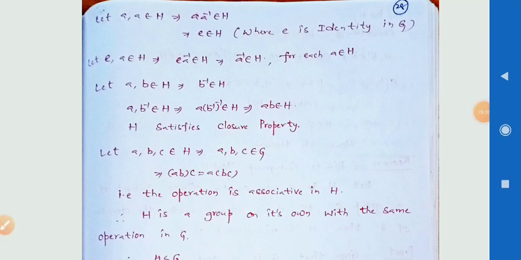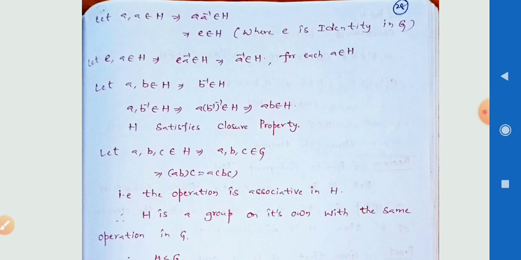Now e belongs to H, and e is the identity element. Let e, a belong to H. Following the above condition, that becomes ea⁻¹ belongs to H. Here e is the identity element, so a⁻¹ belongs to H for each a belongs to H. Here the inverse element exists and the identity element exists.